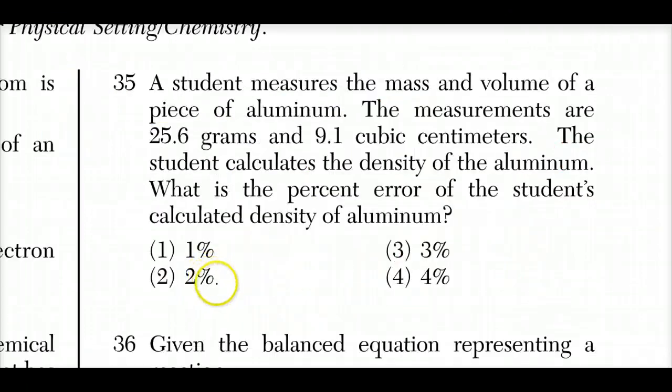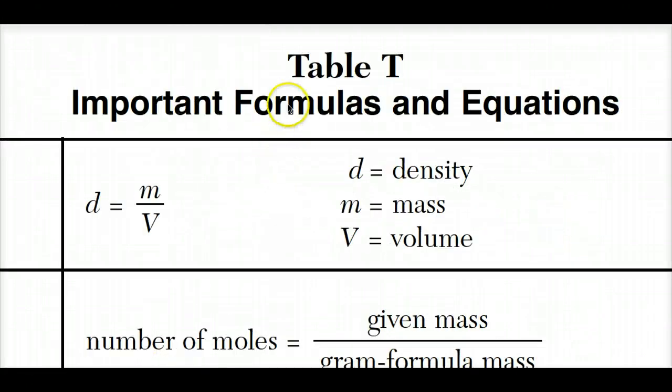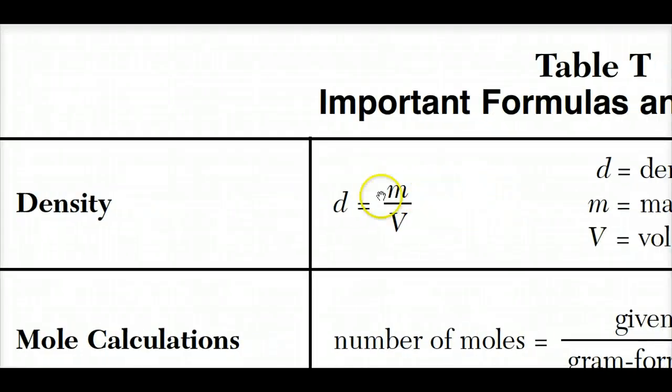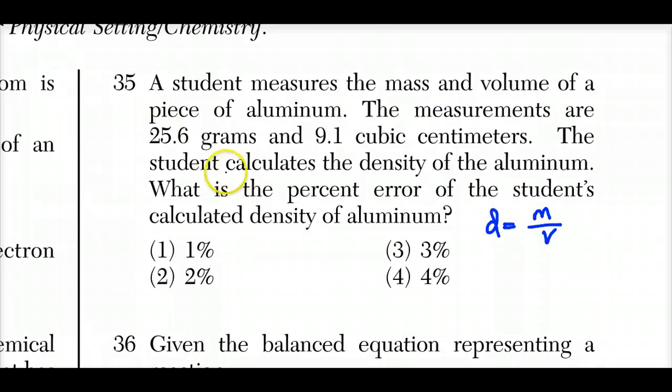35 states a student measures the mass and volume of a piece of aluminum. The measurements are 25.6 grams and 9.1 cubic centimeters. The student calculates the density of the aluminum. What's the percent error? All right, so density is nothing more than mass over volume. If you didn't know that, the top of Table T actually gives you that. And there it is, Table T. Density is mass over volume. So Table T is again a place to look for equations. But that's not the crux of the problem here.